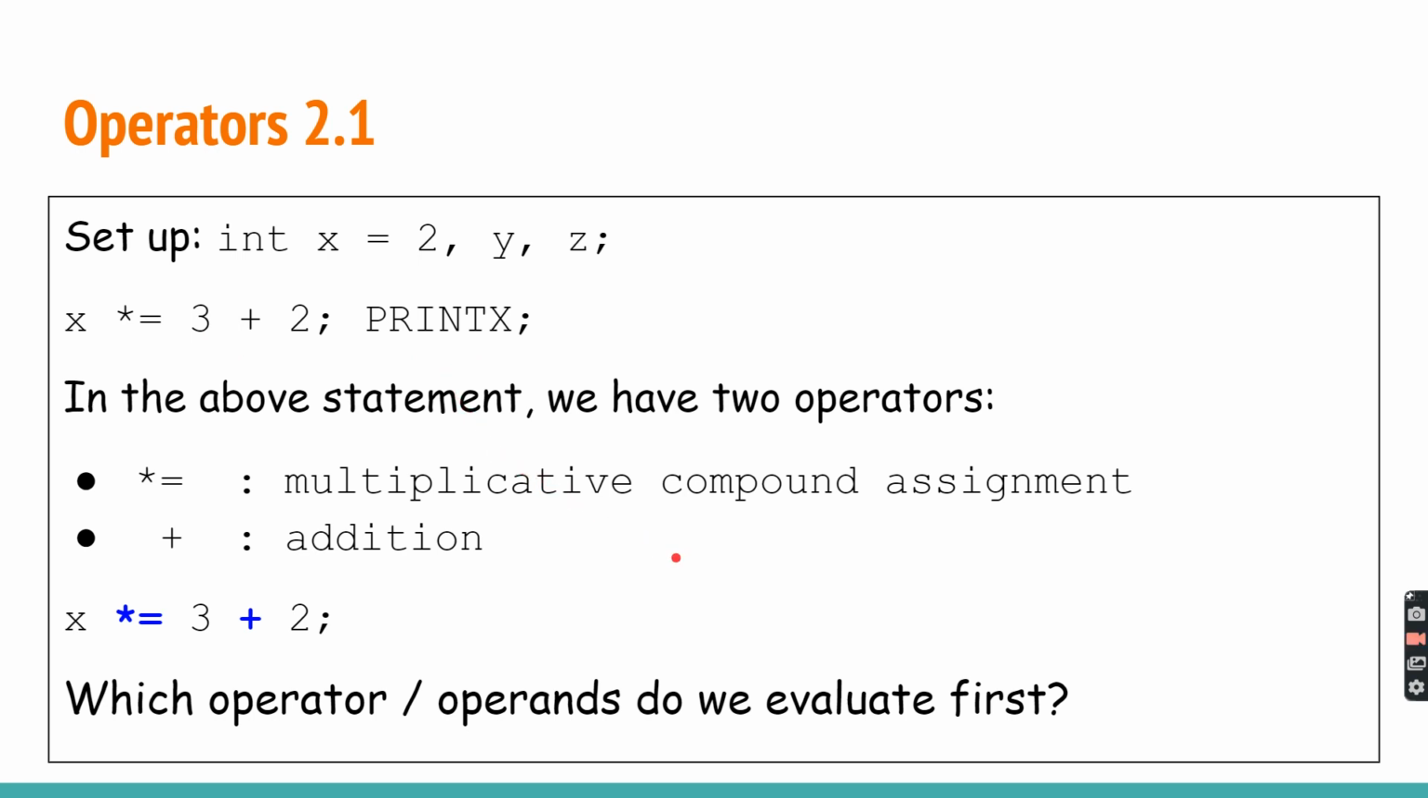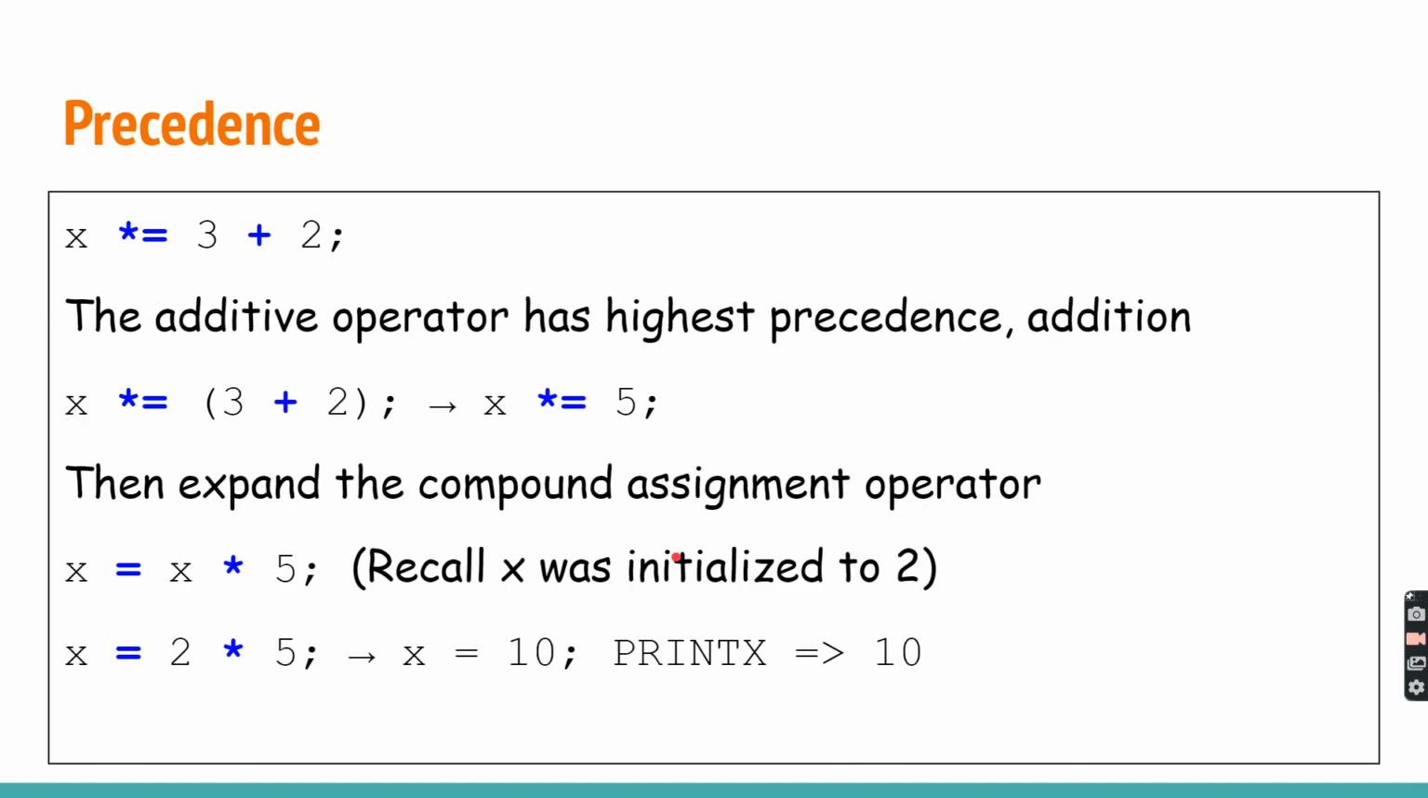In the statement, we have two operators: the multiplicative compound assignment and the addition. So which operator do we evaluate first? The one with the highest precedence, which is the additive operator. So we do the addition operation. We close 3 plus 2 in parentheses and evaluate 3 plus 2 to be 5.